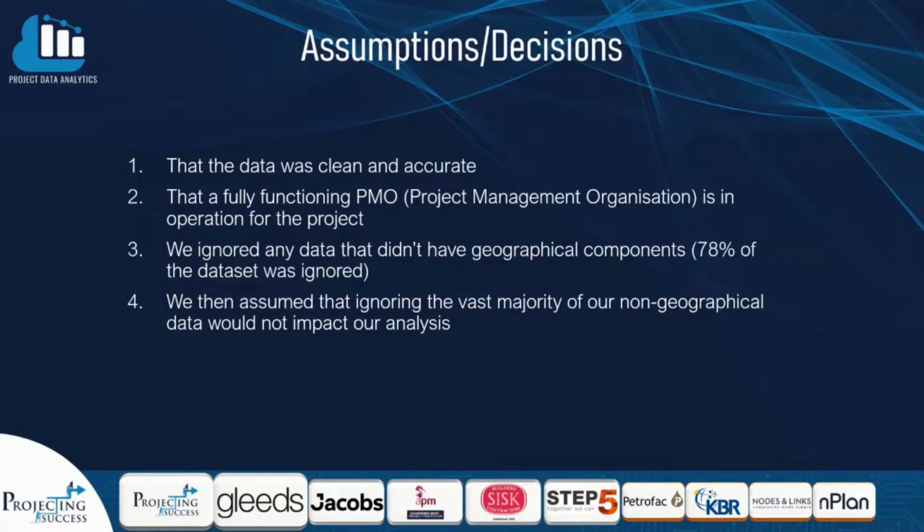Our assumptions and decisions: number 1, that the data was clean and accurate. Number 2, that a fully functioning PMO is in operation for the project. Number 3, we ignored any data that didn't have geographical components. And then we assumed that ignoring the vast majority of our non-geographical data would not impact our analysis.